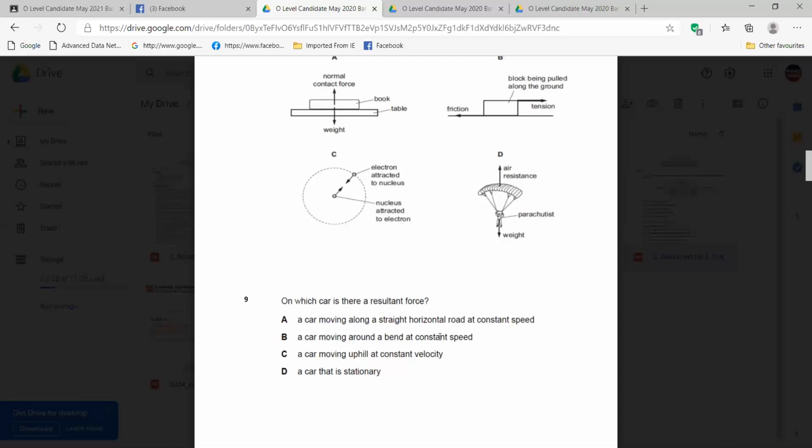And why are we saying constant speed? Because there is no acceleration? No, there is acceleration because it's changing the direction. Yes, because there is acceleration. The velocity is changing direction.